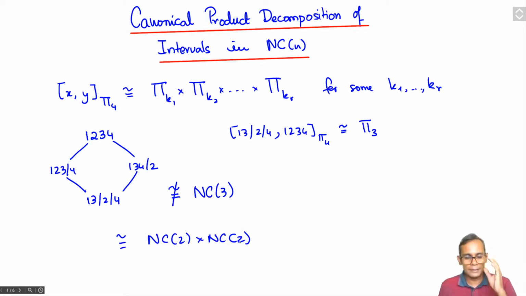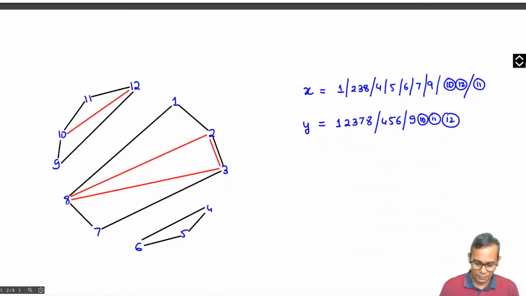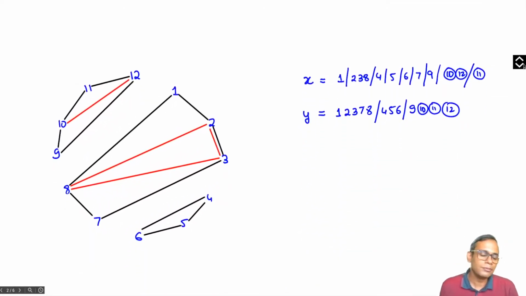Now let me explain the general case, but again using a slightly bigger example. So here in this figure on the left, you see 2 set partitions. The black lines denote the blocks of the set partition Y. The red lines denote the blocks of the set partition X. And it's clear from the figure that both X and Y are non-crossing partitions and that X is a refinement of Y. And now we're interested in understanding the interval [X, Y] in the lattice NC_12.